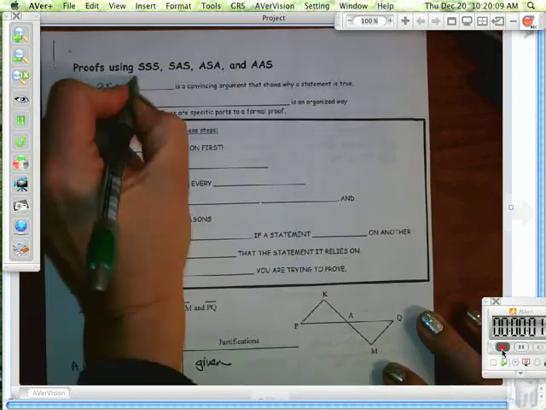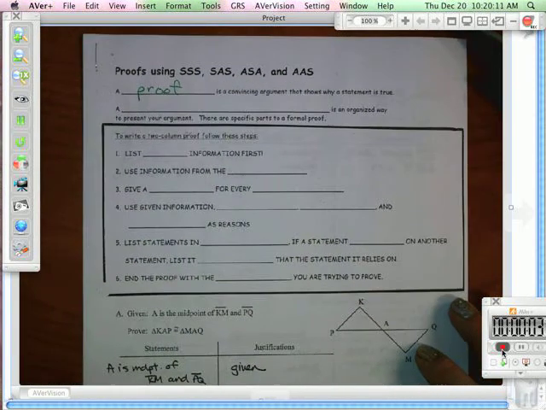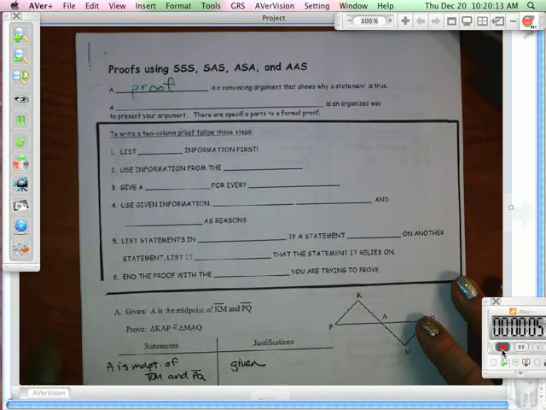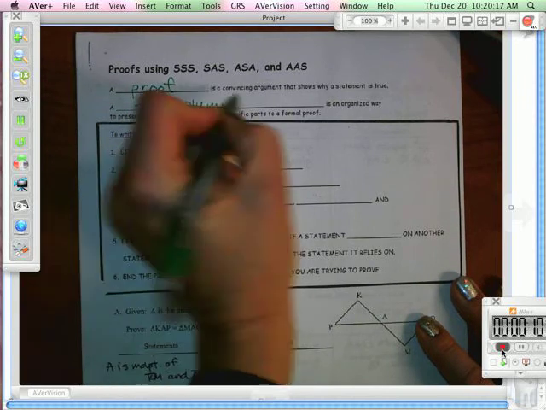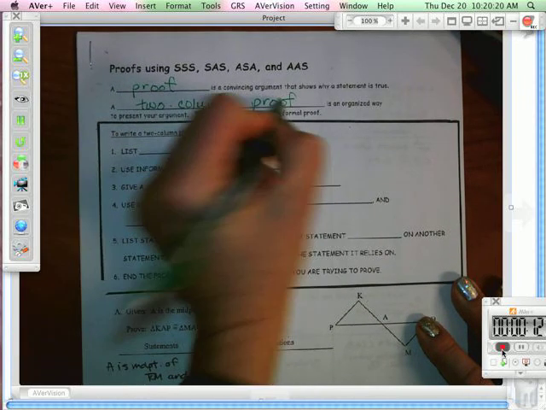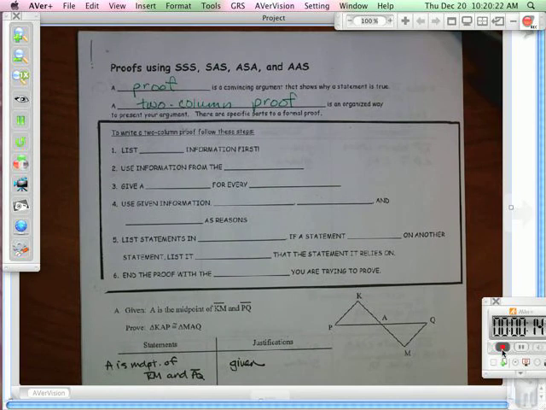A proof is a convincing argument that shows why a statement is true. A two-column proof is an organized way to present your argument. Basically, we've sort of been doing it already, because we would make a statement and then we would say "given," or we would make a statement and we would say "reflexive," something like that.